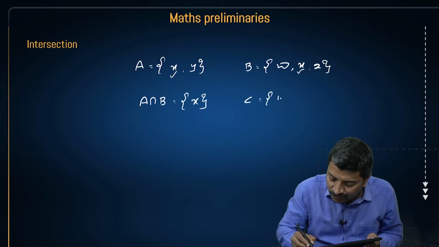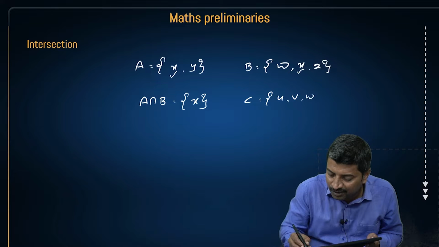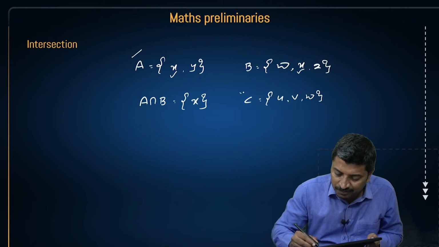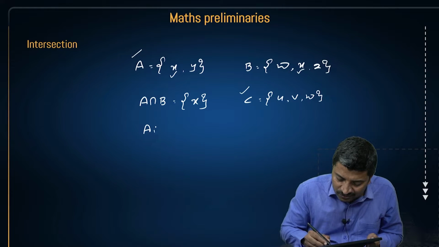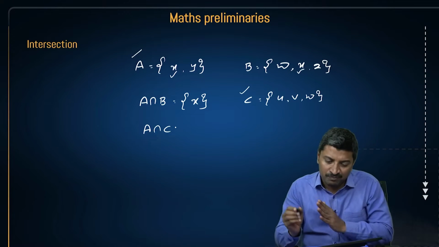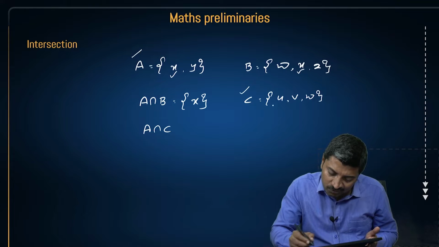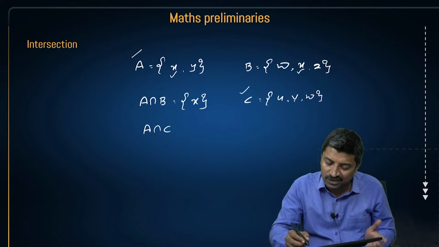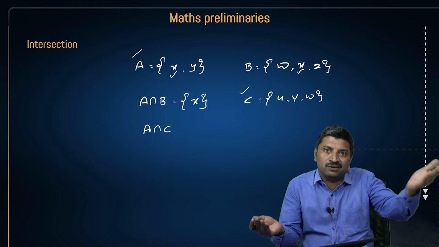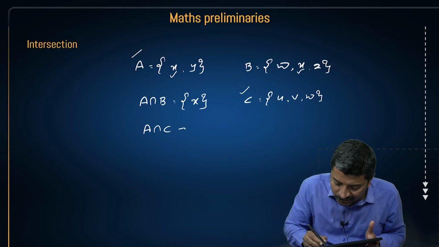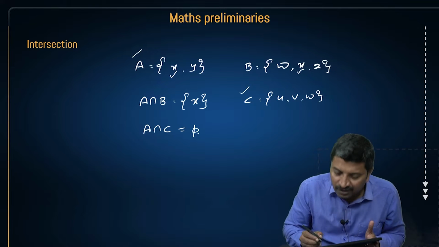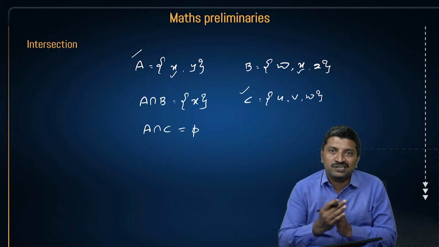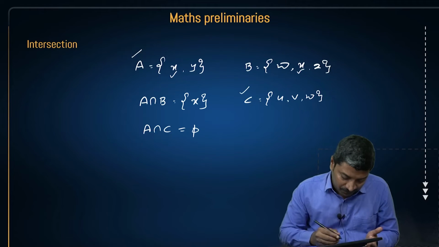Now suppose I have one more set C, like u, v, w. Let us consider A and C. Any common elements among A and C, sir? There is no common element. X doesn't belong to C. Y doesn't belong to C. Similarly, no element of C is an element of A. So the intersection of these two sets is empty. Is that clear?